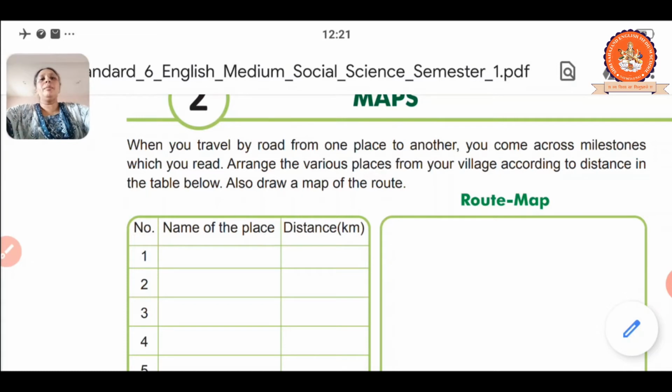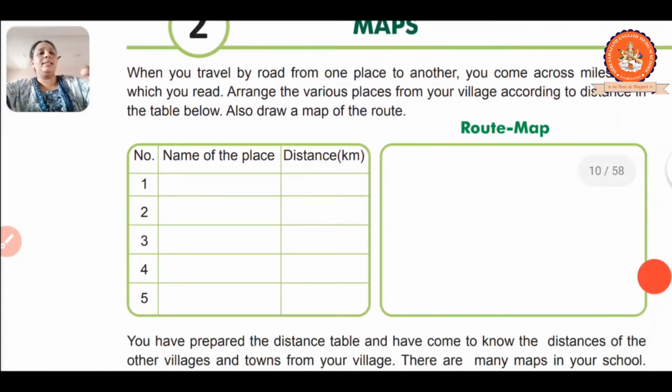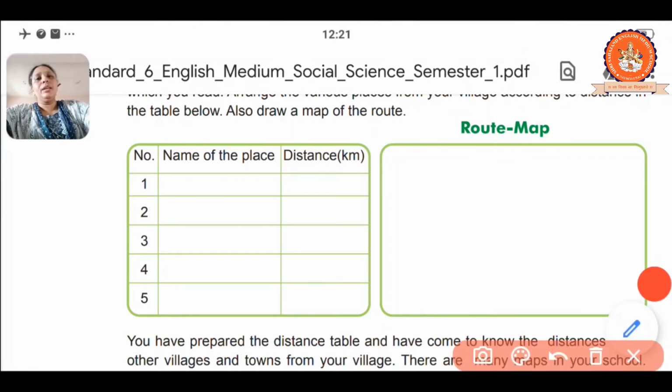Now you will make the map with the names of the places, writing in any one place. If you are living in Una, you will be going from Una to Diu. So name the place. Here you want to write Una. How much distance do you want to go from Una to Diu? The total distance is 15 kilometers. First Una to Delwada. How many kilometers? It is 5 kilometers.